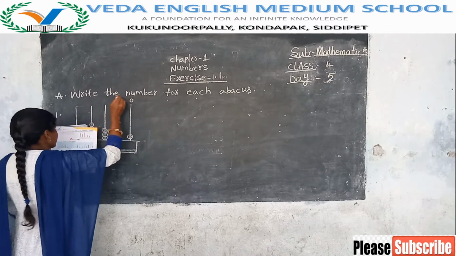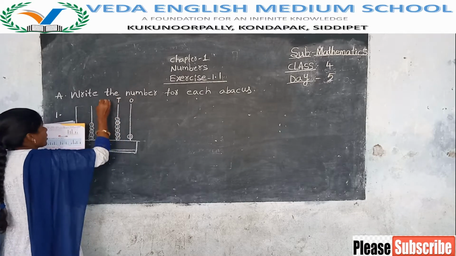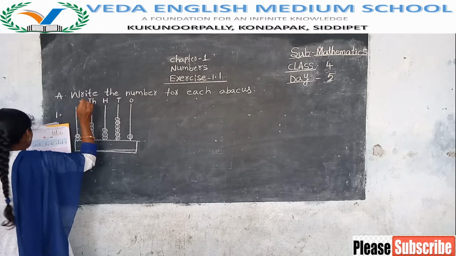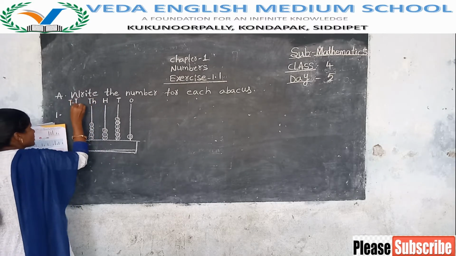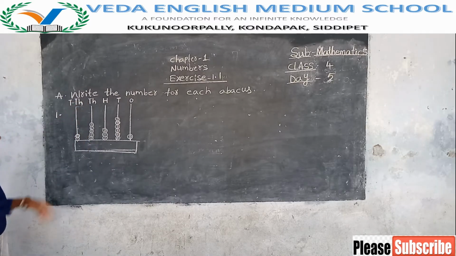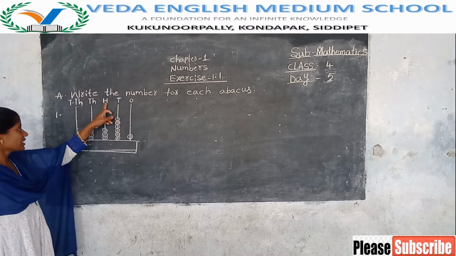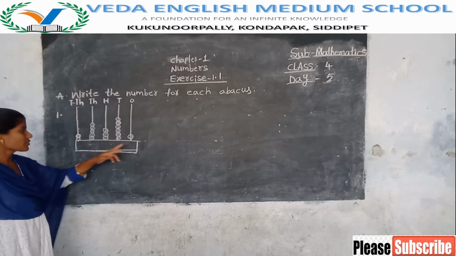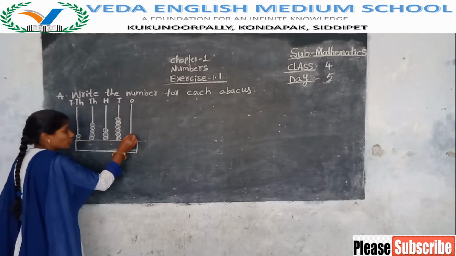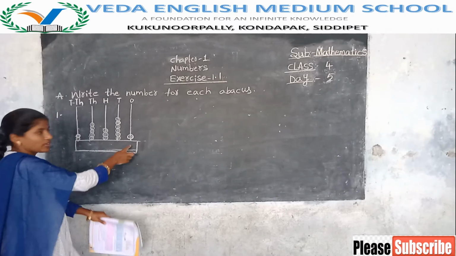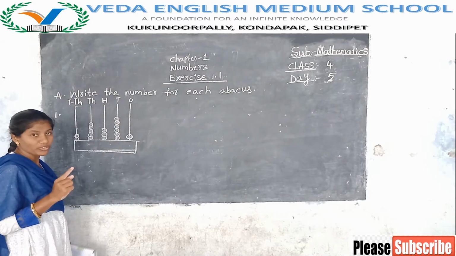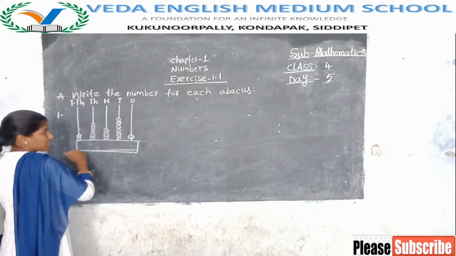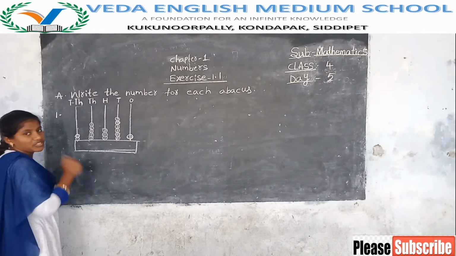Ones place, tens place, hundreds place, thousands place, 10,000s place. They have given ones place, tens place, hundreds place, thousands place, 10,000s place. Now it is an abacus string. In this abacus string we have some beads. We have to count these beads and write here. Always count from right side to left side, that means from ones place to 10,000s place.